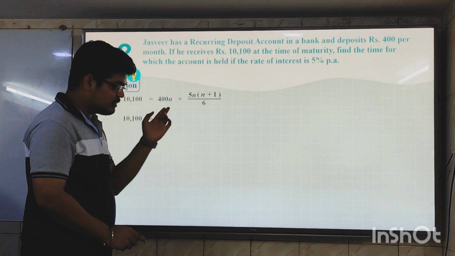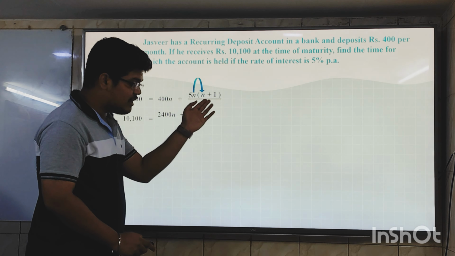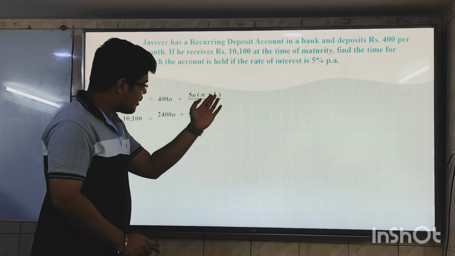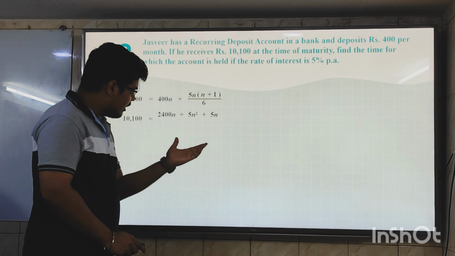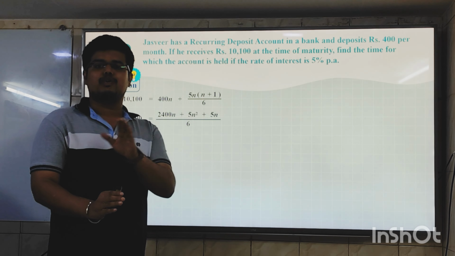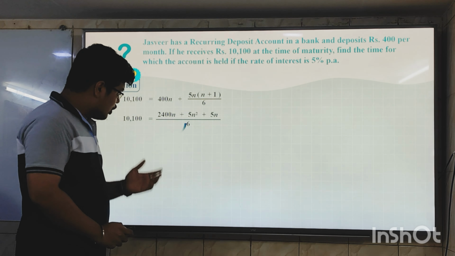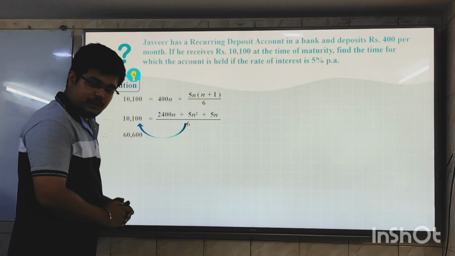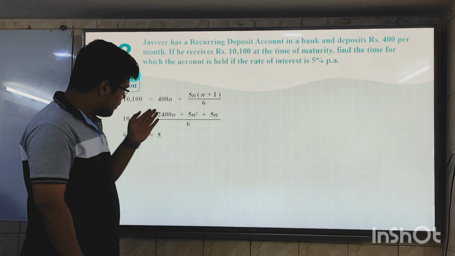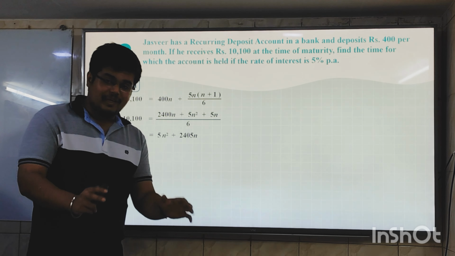When you multiply this with 6, this will become 2400n plus, over here we can open the brackets. 5n into n will be 5n square, 5n into 1 will be 5n, and the whole is upon 6. Now we have a common denominator 6. At this point you can cross multiply the 6. We can now take the 6 and multiply with 10,100. So that makes it 60,600. And here we have 5n square plus 2400n plus 5n, which is 2405n. So we get the final quadratic.